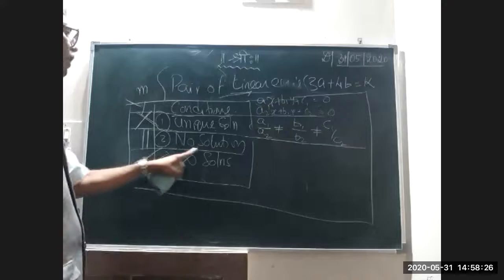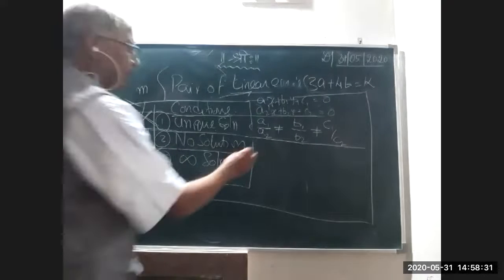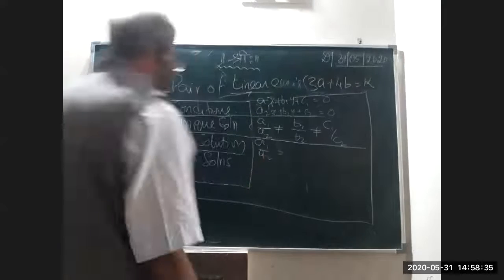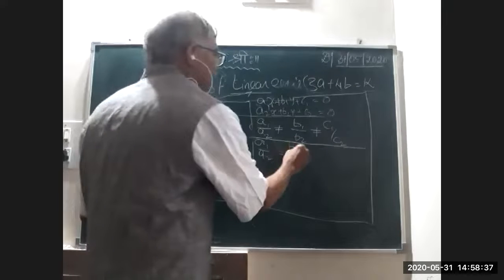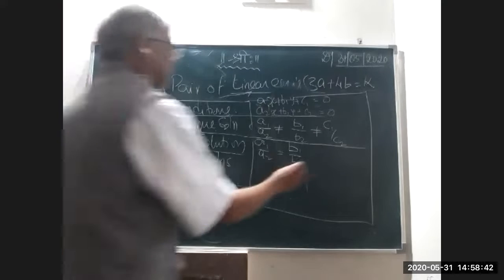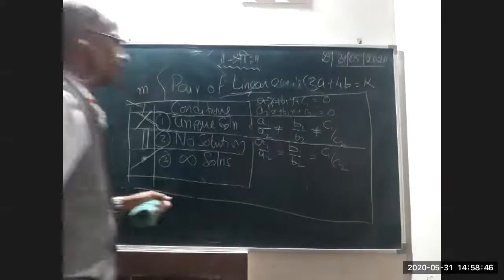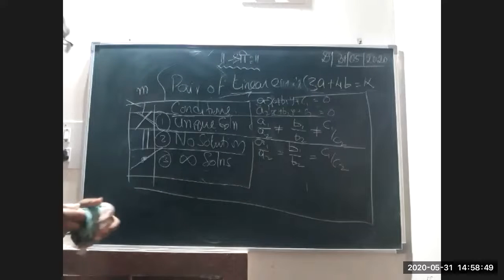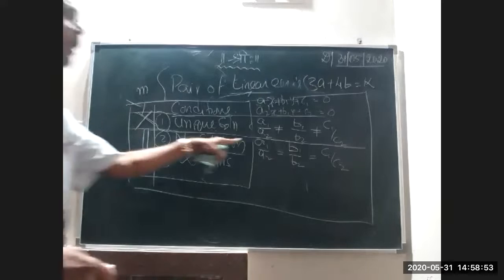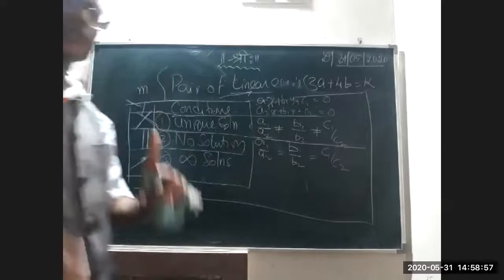Now when you have no solution, that means the lines are parallel, then my a1 by a2 will be equal to b1 by b2. Got it? Will be equal to c1 by c2? No. So this is how it goes. Because they are parallel to each other, the ratios of the coefficients will always be equal.